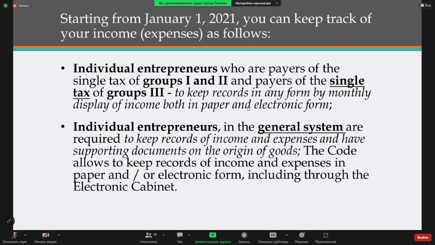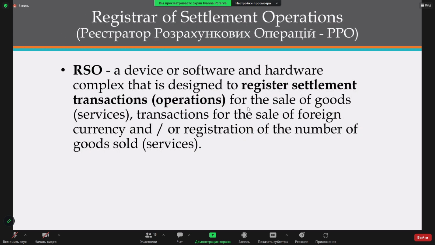It's the same situation with the general taxation system, but they will use some supporting documents. A little bit more than 1 year ago, it was not very good news for entrepreneurs to use RRO, реєстратор розрахункових операцій.